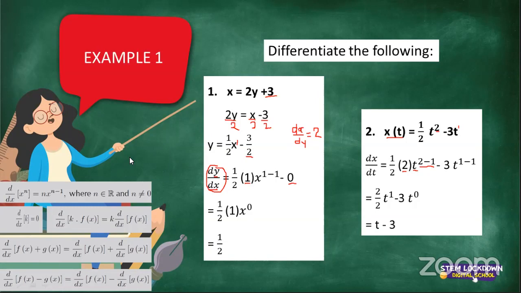Ma'am, I wanted to know. We start off with y, like number 1, started off with x, and then we changed it to y. And then we said y is equal to 1 over 2x minus 3 over 2. Why is it necessary to change back to dy over dx, or can we just leave it as y as we go along?